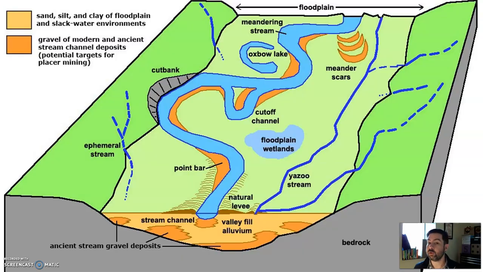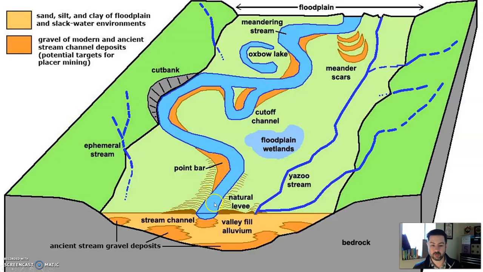Streams and rivers move around. Where a river is now wasn't where the river was 100 years ago or 1,000 years ago. So when you're doing placer mining, not only are you looking in and around streams, but also maybe adjacent to, next to where the stream once was: 1,000 years ago, 5,000 years ago, 20,000 years ago, because there could still be gold deposited in that sediment where the river once was.